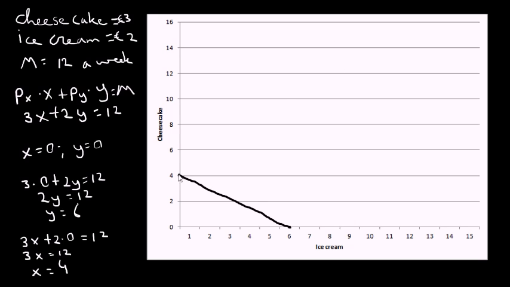So as we can see with the budget constraint, and we learned earlier during the theory, everything above this line, so everything on this side, is not affordable. And everything on the inside you can afford. So you could choose to buy 2 ice cream and 2 cheesecake. But there's no need to do that because you still have income left over.